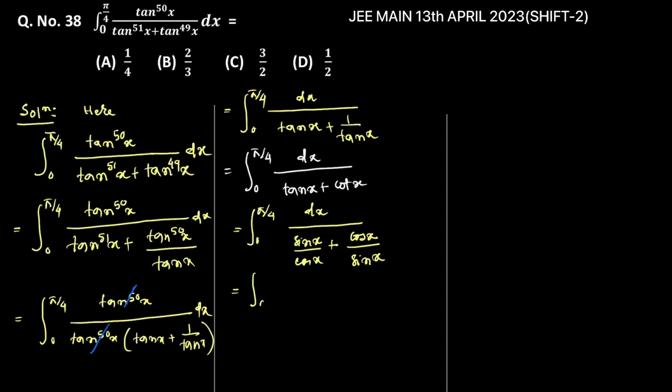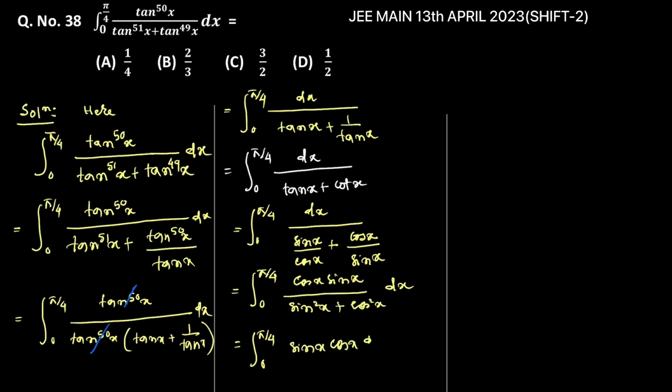Then we get integration of 0 to pi by 4 cos x into sin x divided by sin square x plus cos square x dx. We know that sin square x plus cos square x is equal to 1. So this is equal to integration of 0 to pi by 4, we are able to write this as sin x cos x dx. Then we multiply 2 and we divide 2 here. So 2 sin x cos x we are able to write as sin 2x, which is equal to 1 by 2 integration of 0 to pi by 4 sin 2x dx.